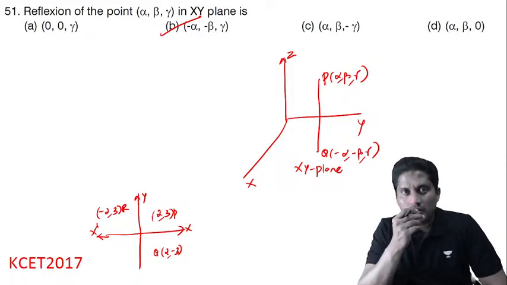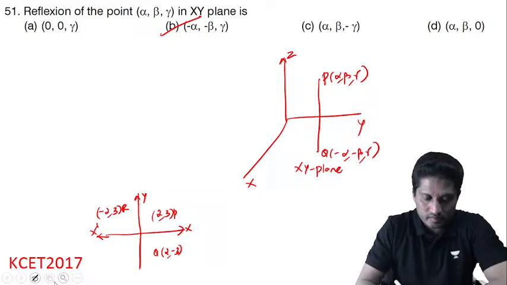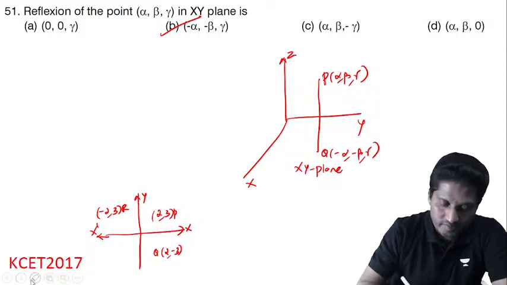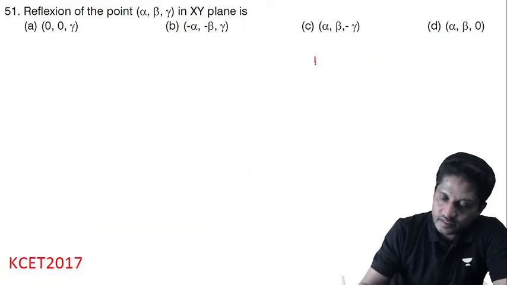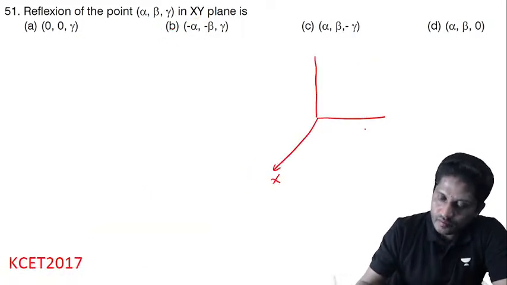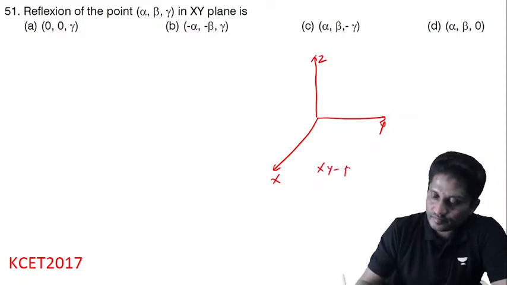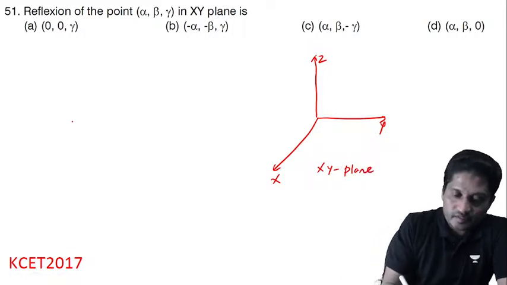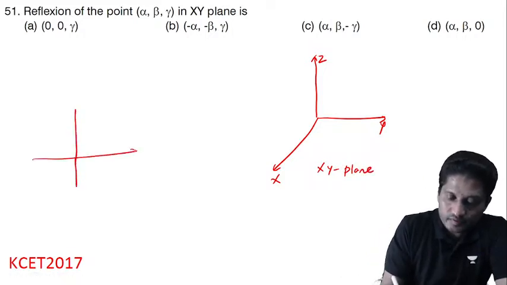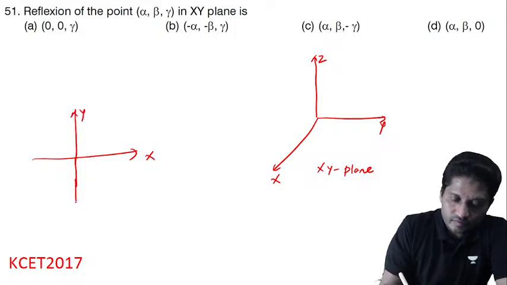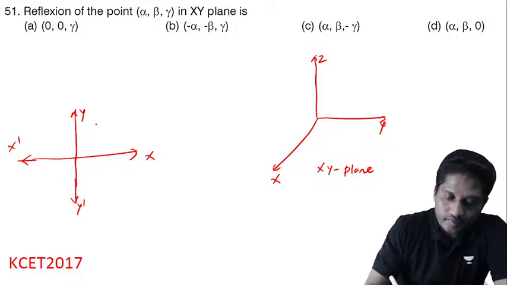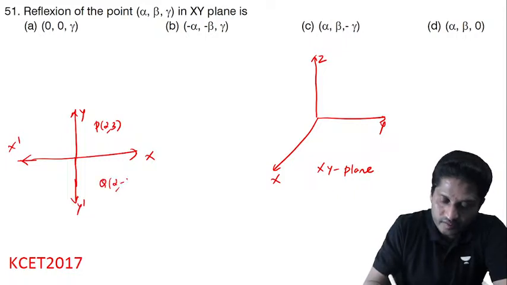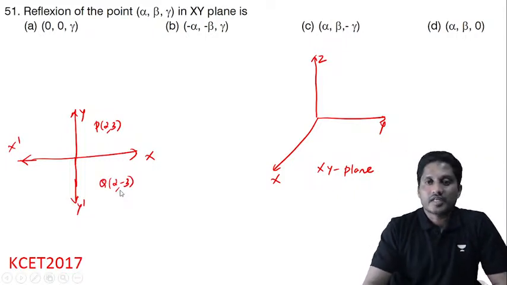Alpha, beta, gamma in xy plane. Wait a minute. Suppose if I take x-axis, y-axis and z-axis. Okay, this is xy plane, right? This is xy plane. Suppose this is the point. This is x, this is y, right? This is x dash, y dash. Let me take this point as 2 comma 3. Image of this with respect to x-axis will be 2 comma minus 3. Y will change, right? The same logic.